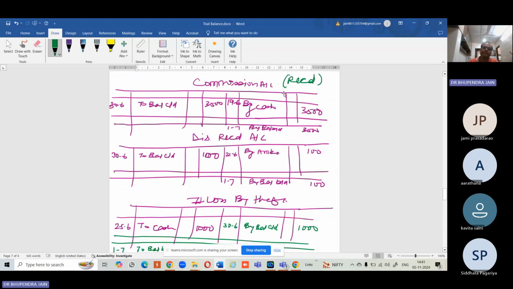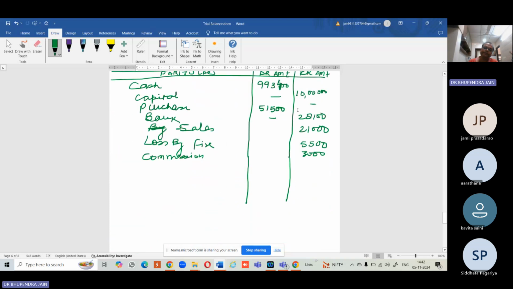Next, discount received. If the discount is allowed, so expenses, or if the discount is received, then income. So the balance is 100 rupees. Discount received 100.